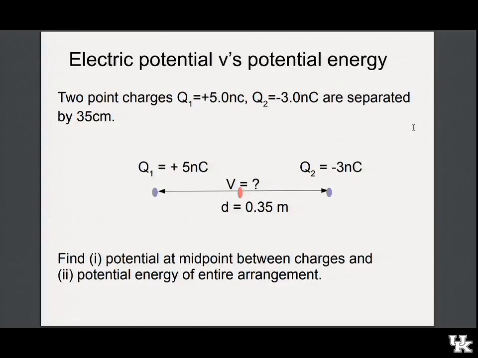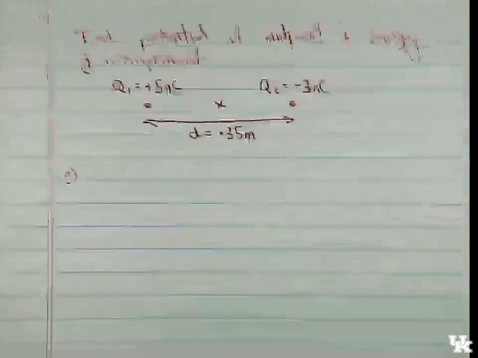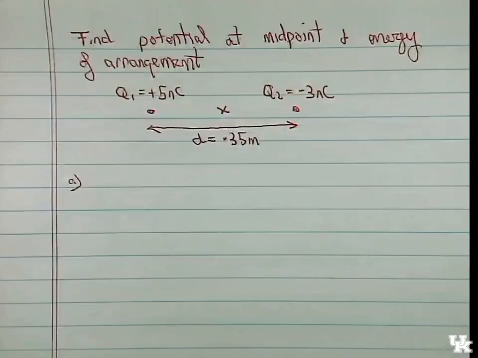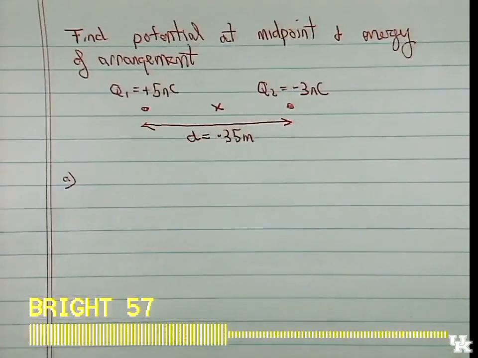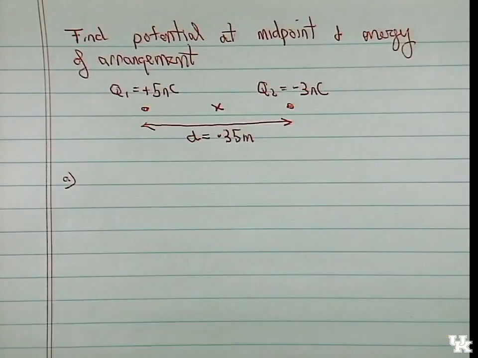Okay, let's do the handwriting test. So here's the question. We've got to find the potential at the midpoint and find the energy of the arrangement of these two charges. So let's start with finding the potential at the midpoint. Let's see if I can do that. I always hit this brightness thing and everything goes haywire.